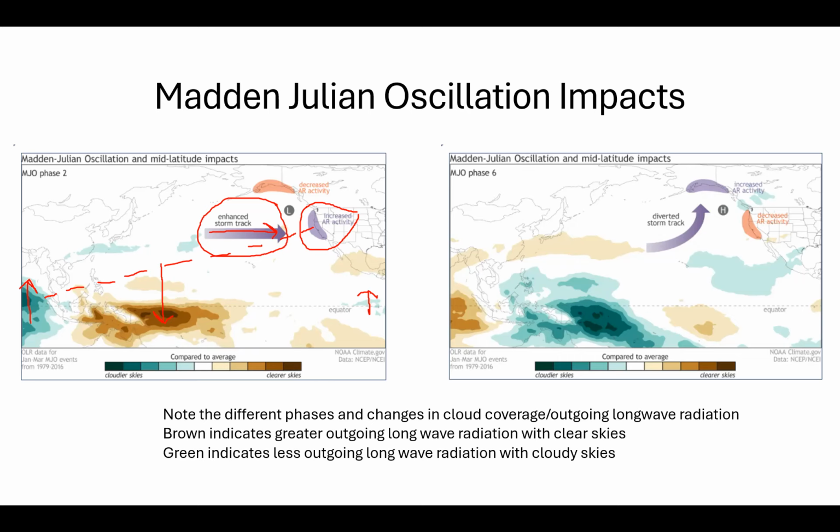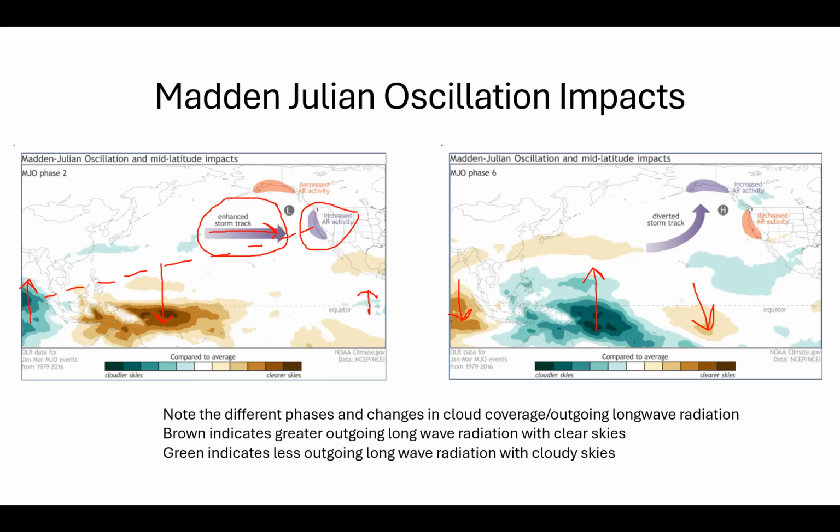Now, on the right, I'm showing MJO phase 6. Look how things change here. Again, I'm going to draw these up and down arrows to indicate, up arrows indicate increased clouds and precip, down arrows indicate less clouds, clear skies, and less precip. So what happens at MJO phase 6 now? Well, the area that was wet and cloudier in phase 2 in the Indian Ocean is now drier than normal.